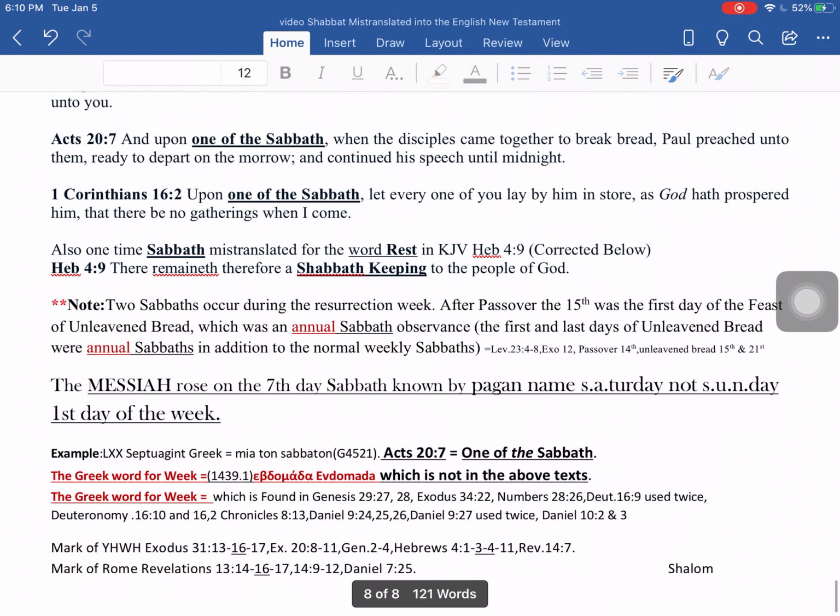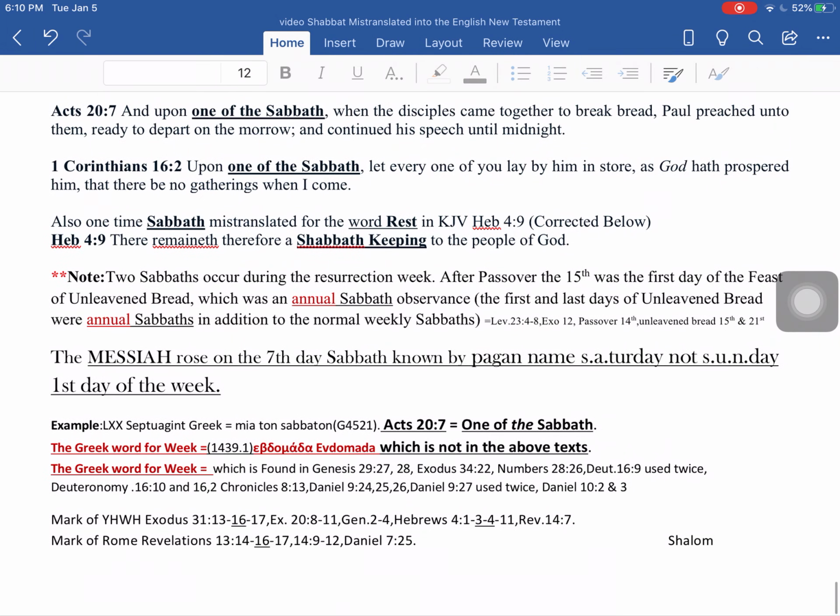Let's see. Also, it's actually 10 times they mistranslate the word Sabbath. So we also have a mistranslation concerning Hebrews chapter 4:9 here. They translated the Sabbath as rest here, so here's corrected below. Hebrews 4:9, there remaineth therefore a Sabbath keeping to the people of God. So there it's telling you, if you want to be called a people of God, there remains a Sabbath keeping. So the entire context of that chapter is about the Sabbath.